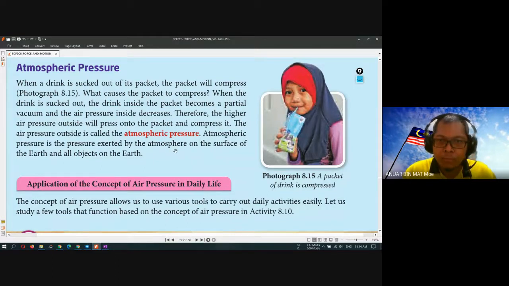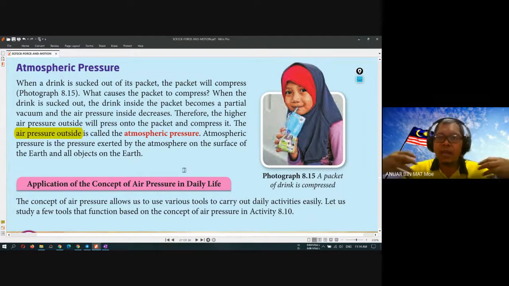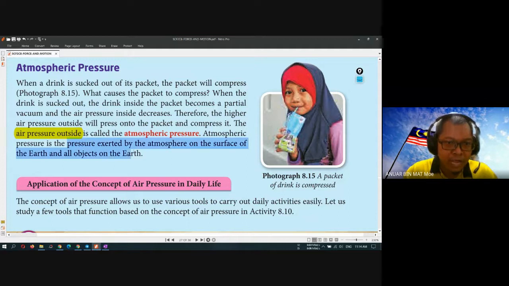What is the air pressure? The pressure outside. What is the atmospheric pressure? The air pressure outside, meaning the air pressure right now outside us. We call it atmospheric pressure. So atmospheric pressure is the pressure exerted by the atmosphere on the surface of the earth and all objects on earth. At the surface of the earth, this is our air pressure right now. We call the unit 1 atm.